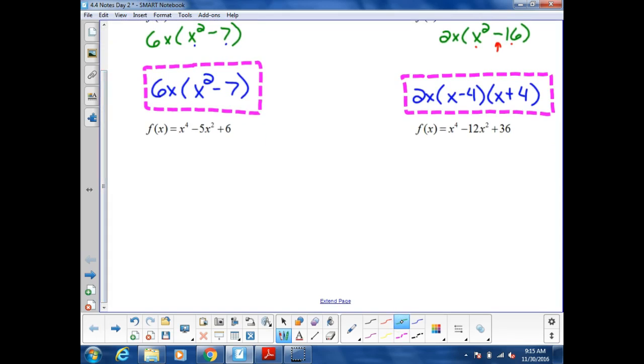Next one here, no GCFs to speak of, so I need to factor it using the double parentheses. You'll probably hear me refer to it as the butt cheeks. Okay, x squared and x squared there. Two numbers that multiply together to be positive 6 and add together to be negative 5. Negative 2 and negative 3. Neither one is a perfect square minus a perfect square, so then that is my answer. I can't factor anymore.